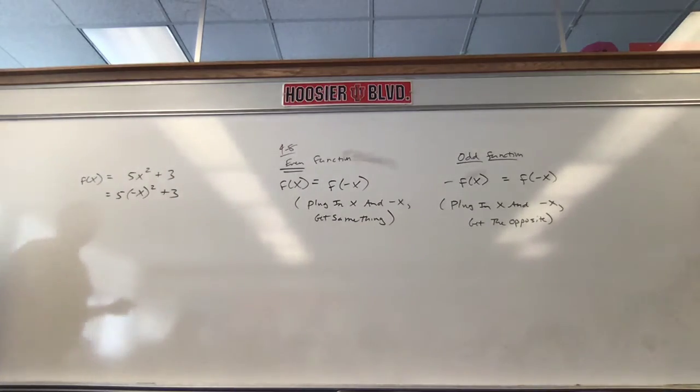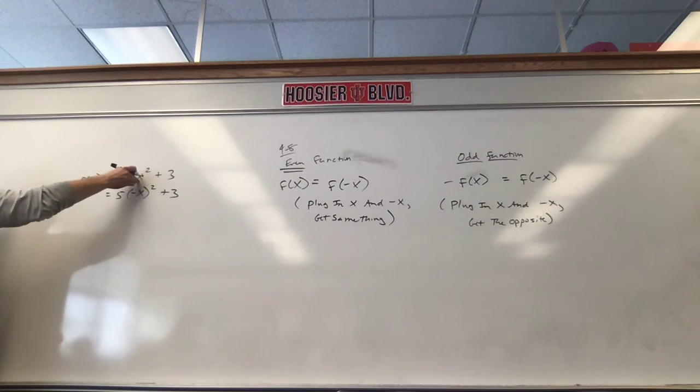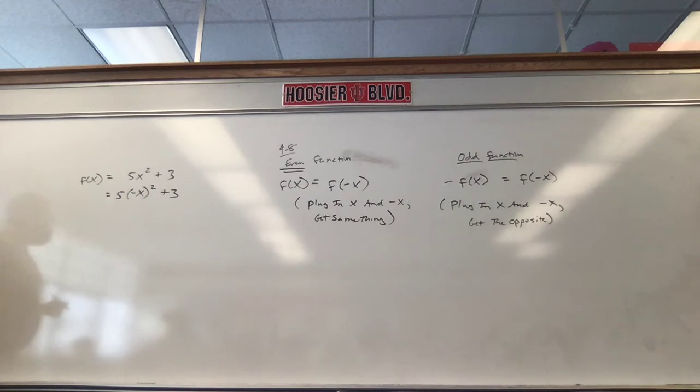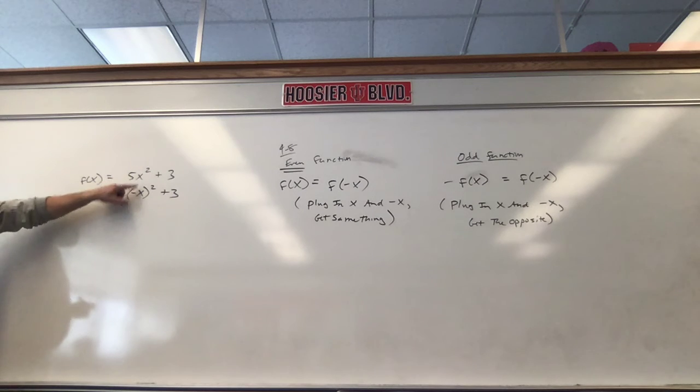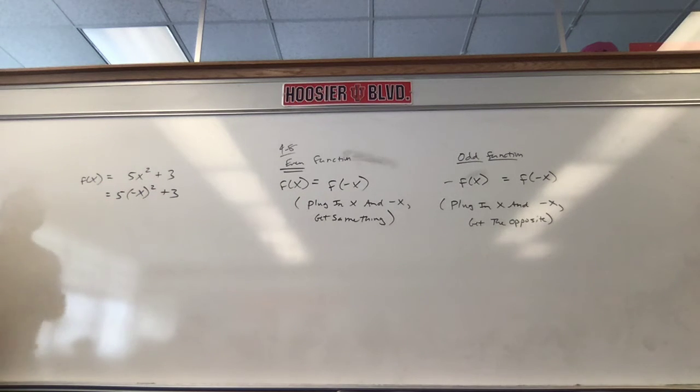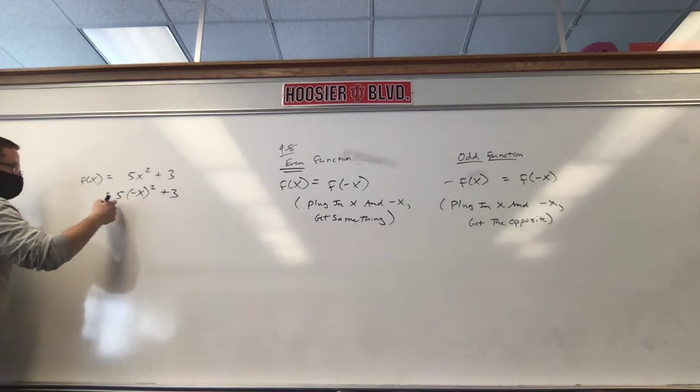X could be any number, okay? So if x is positive, negative x is negative. What if x is a negative number? Then it's a positive, okay? So let's clean this up. What's negative x squared? What's negative x times negative x? Positive x squared. Times 5.